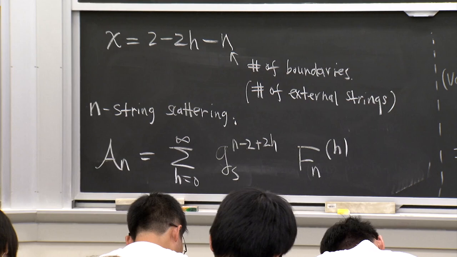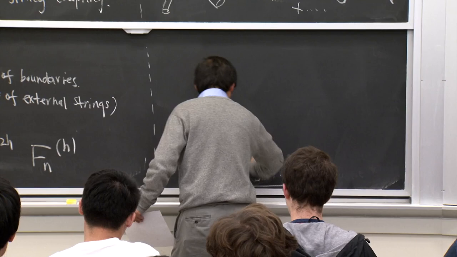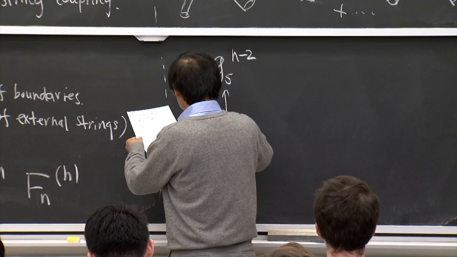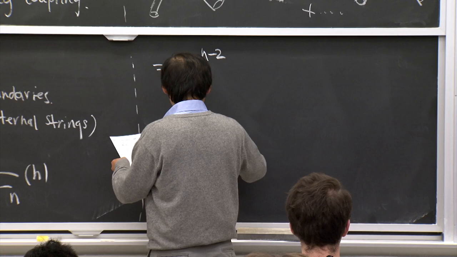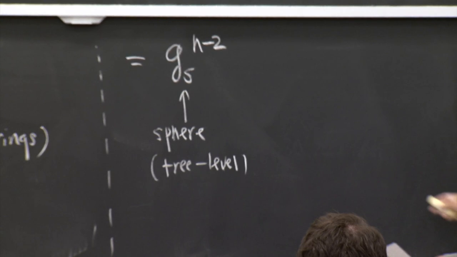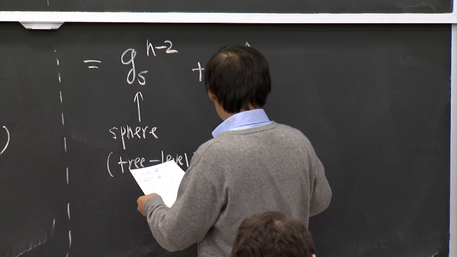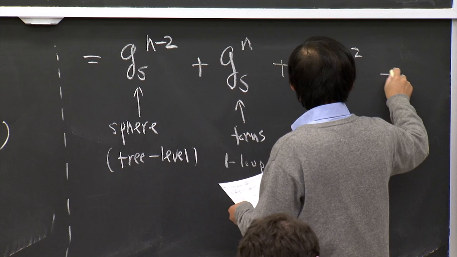So if you look at the sum, so this is g_s to the power n minus 2, which comes from the spherical surfaces, which can also be considered as a tree level from the string point of view, because the string just comes out and then nucleates. And then the next order is g_s to the n. Then this is torus topology, so this may be considered some kind of one loop process. And g_s to the n plus 2, so this is genus 2, etc. Okay?